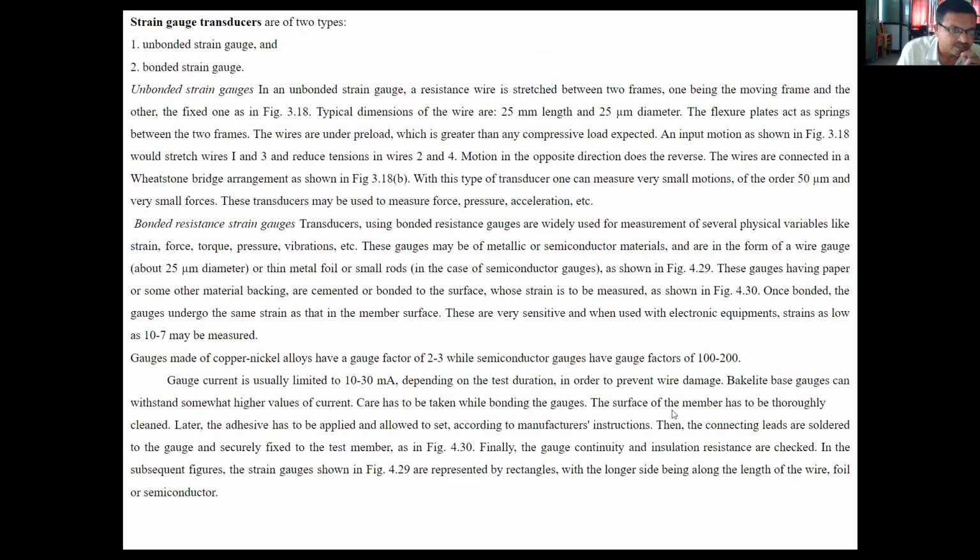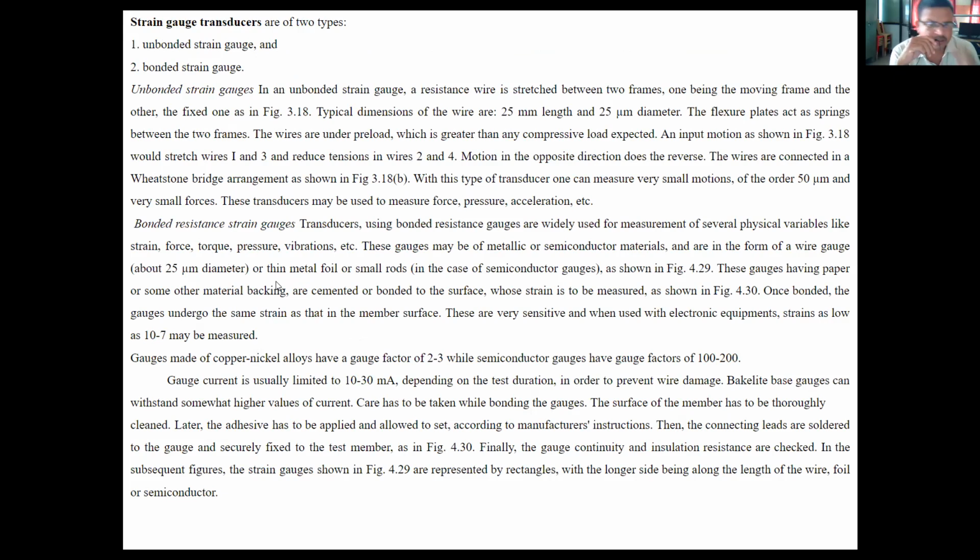Now next is the strain gauge transducers. Strain gauge transducers are of two types. First is unbonded strain gauge and second is bonded strain gauge. First of all we'll see the unbonded strain gauge. In an unbonded strain gauge, a resistance wire is stretched between two frames, one being the moving frame and the other fixed.